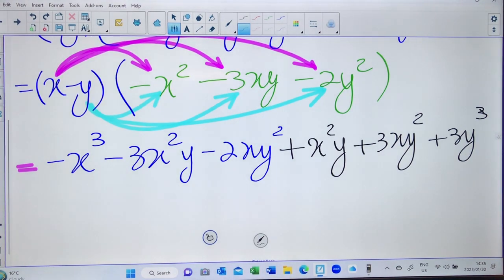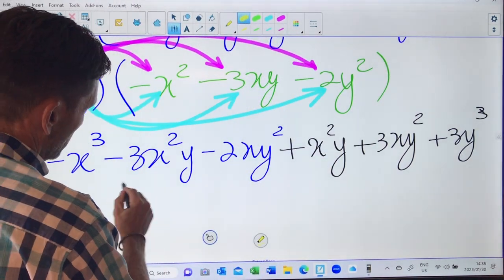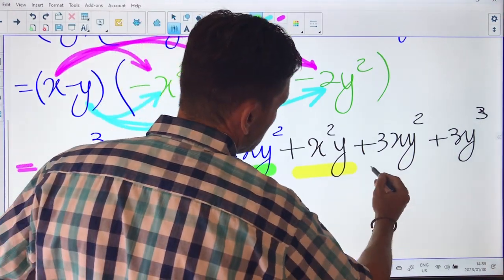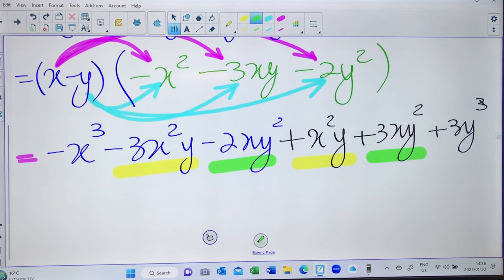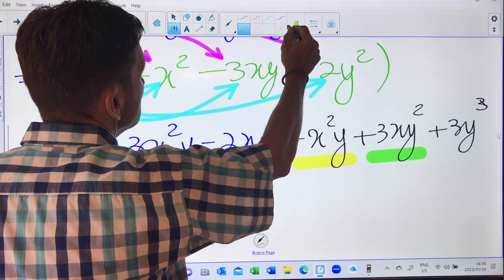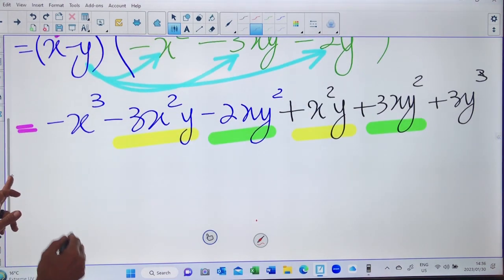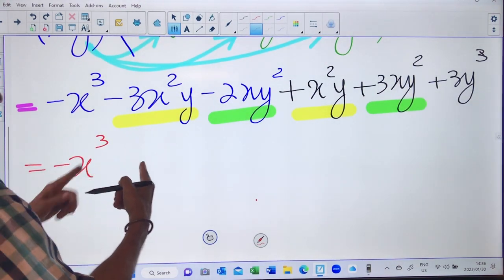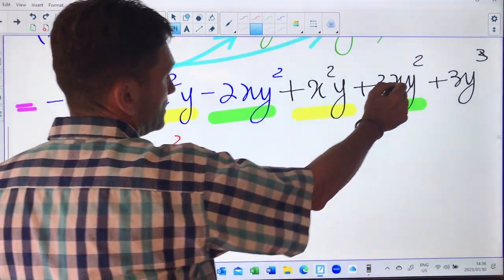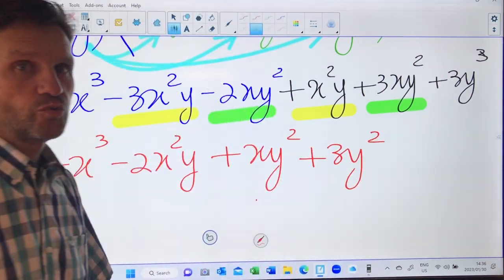Like terms. Be careful when combining like terms that you don't get confused with this. Here's the x squared y, and here's the x squared y. Here we have xy squared and the xy squared. The green and the yellow are not the same, so make sure that you don't get confused with that. Let's go with the red. Looking at the yellows, minus 3 plus 1 is minus 2x squared y, and that plus that is plus 1xy squared plus 3y squared.